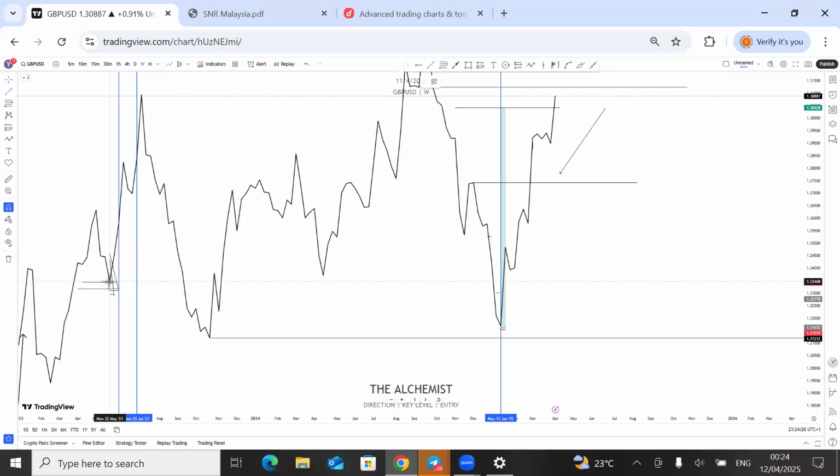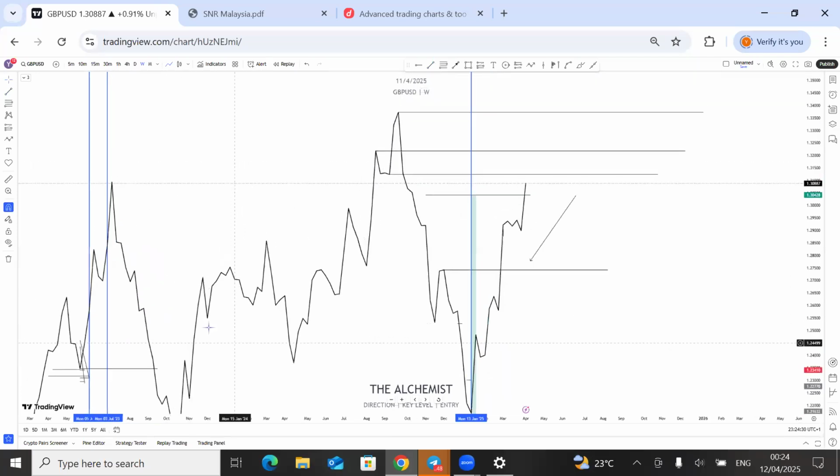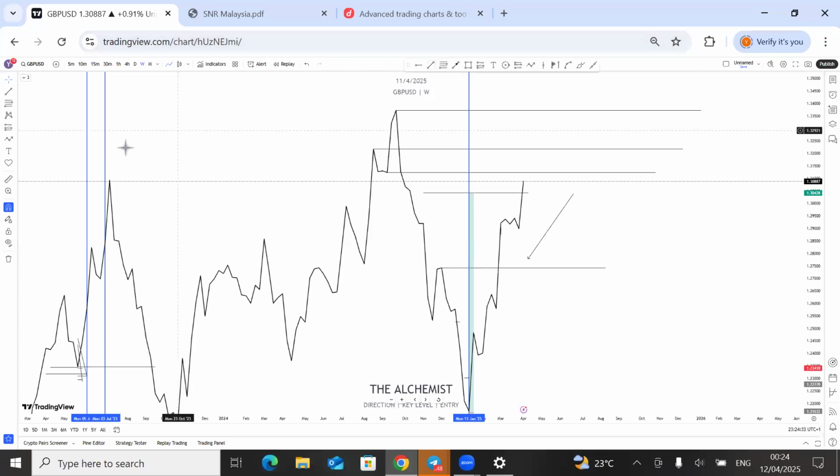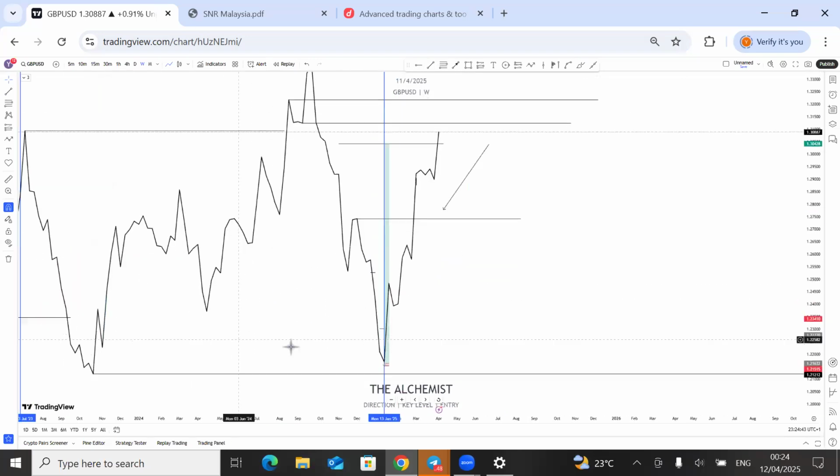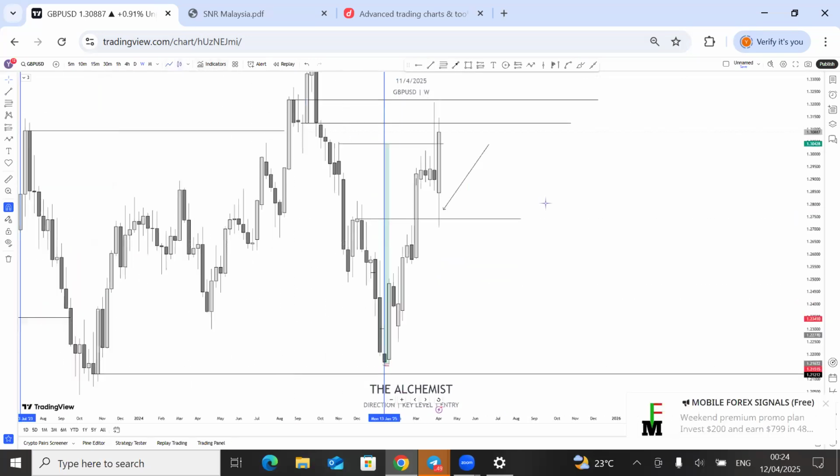We had the sweep of this guy. We had a protected low. And I think we had this break of structure. This massive break of structure here. This massive break of structure to the upside. Then this was liquidity. Price came back and decided to take its own. Yeah. Price came back.